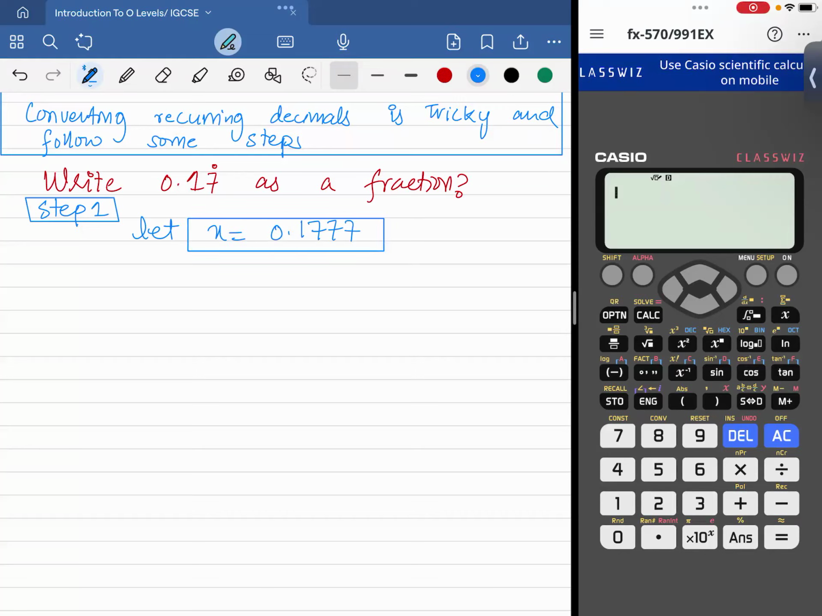See how many digits are repeating. So, Yamna, what do you think? How many digits are repeating?